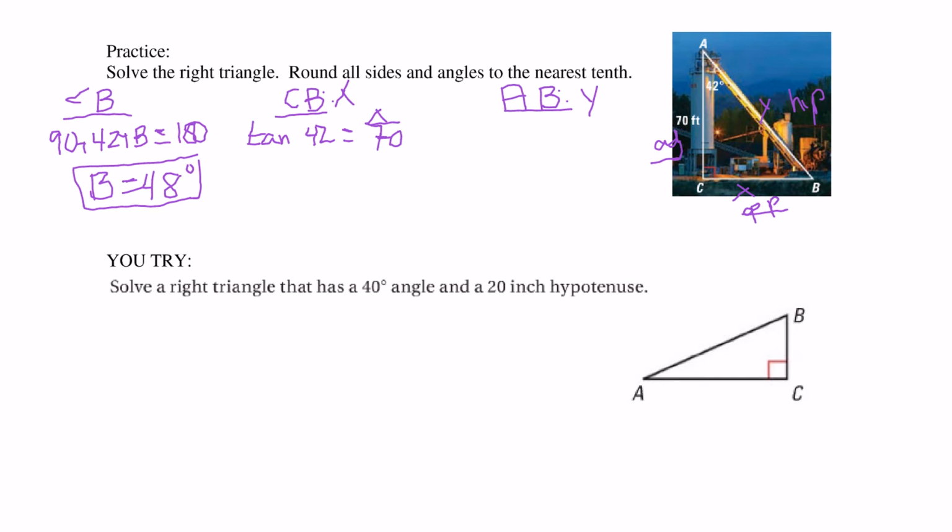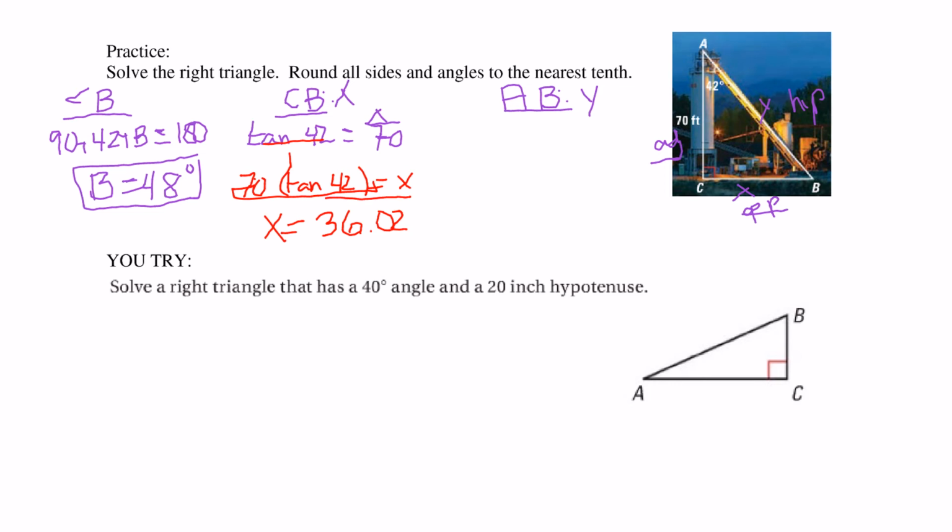So I can cross multiply, so I'll get 70 times the tangent of 42 equals my x. So when I multiply this part in my calculator, I get that my x value is 36.016. So I'm just going to do 36.02. I don't want to put 36, otherwise it looks like it's exactly 36.